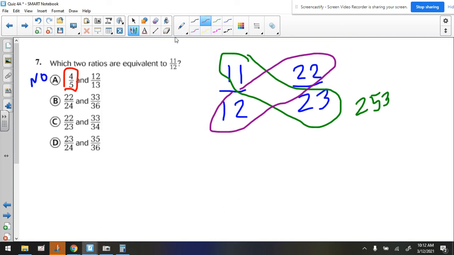Now the numbers don't match. 264 is not the same thing as 253. So because this number is not equivalent to this number, then we can cross that one off the list. That's a no. All right, so follow that same idea for letter choice D, and hopefully you'll have a lot of confidence picking the right answer.